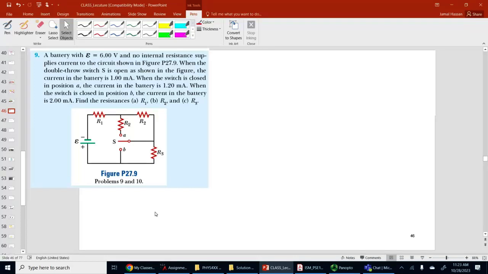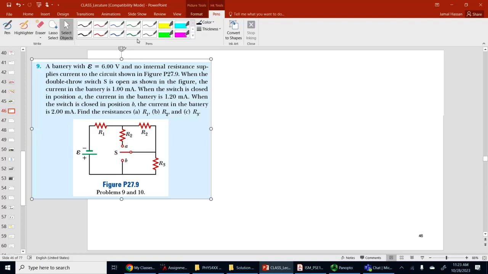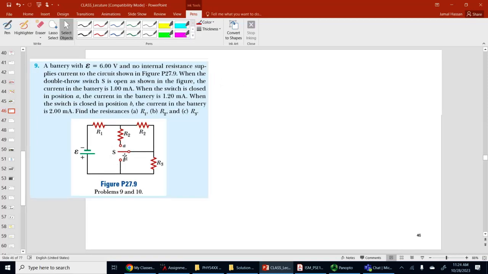Okay, so this question is in chapter 27, circuits. We have a battery with EMF equal to 6 volts and no internal resistance, which supplies current to the circuit as shown in the figure. When the double throw switch is open as shown in the figure, the current in the battery is equal to 1 milliampere. When the switch is closed in position A, the current changes to a new value, 1.2 milliamperes. When the switch is closed into position B, the current in the battery is equal to 2 milliamperes. The question asks to find the resistances R1, R2, R3.